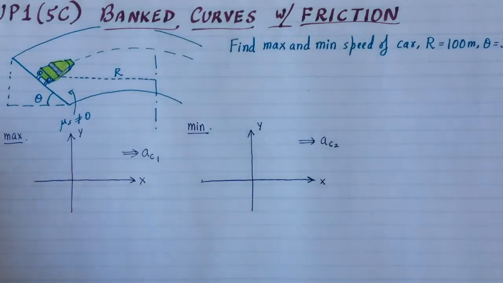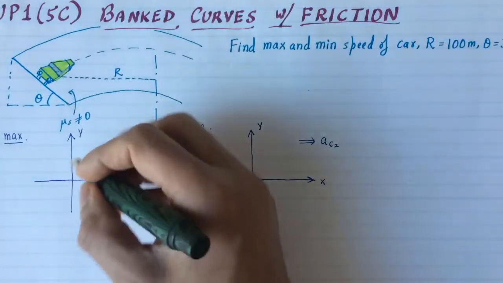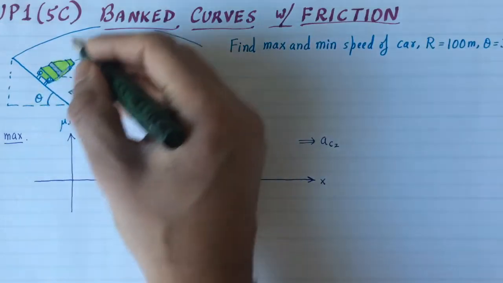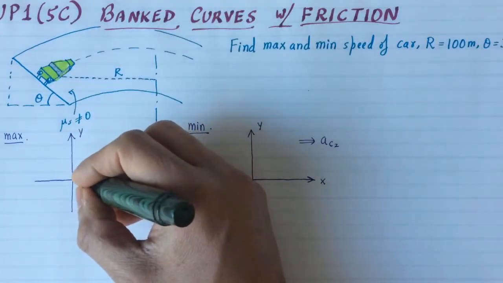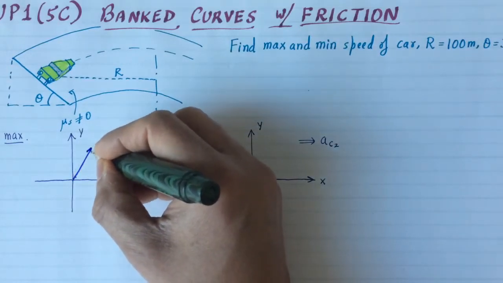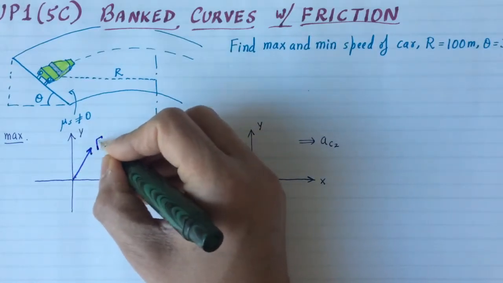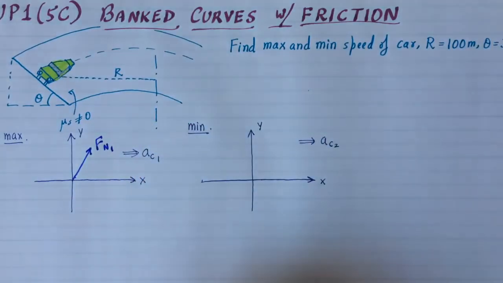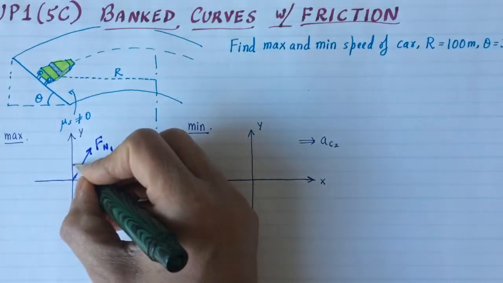What are the forces acting? There's going to be a normal force perpendicular to the road, acting on the tires of the car. Let's call the average normal force of all the 4 tires simply F sub n 1. That angle is theta.